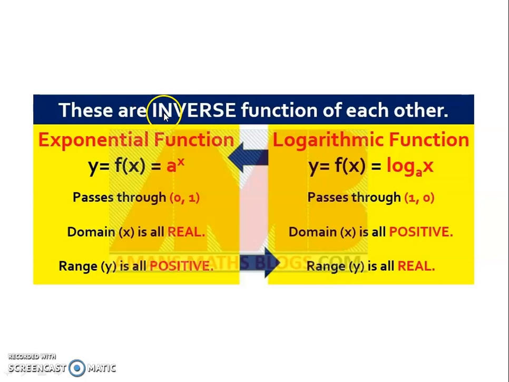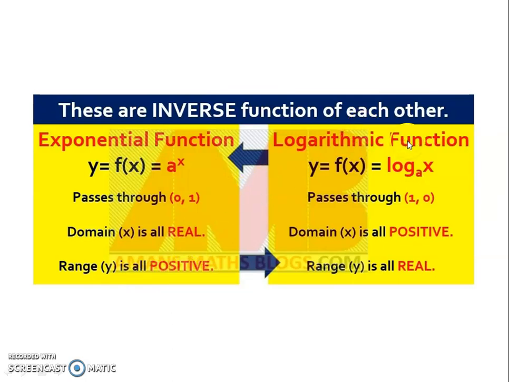In today's lecture, we define that they are inverse functions of each other. What does that mean? The exponential function, I derive the values in the general form y is equal to f of x is equal to a raised to x. It passes through (0, 1). The x value is always the domain and it is the real numbers. The range y is always all positive.